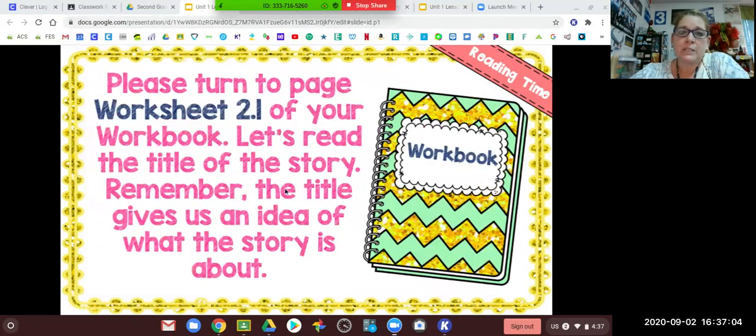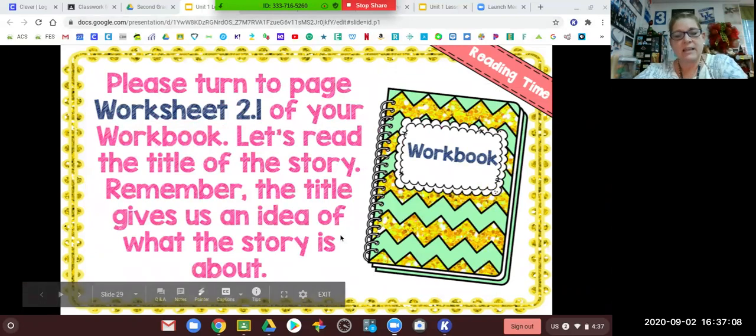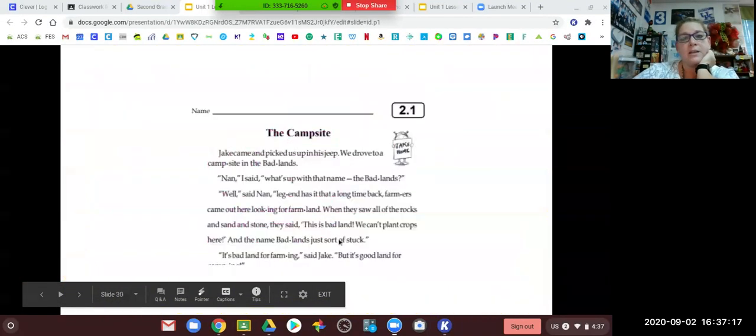All right, so we're going to turn to, you guys don't have a workbook, but I have it out. I have it saved for you. Read the title of the story. Remember, the title gives us an idea of what the story is about. So let's look at the title of the story. What is the title of the story? Can you tell me the title, please?